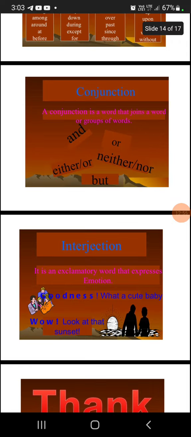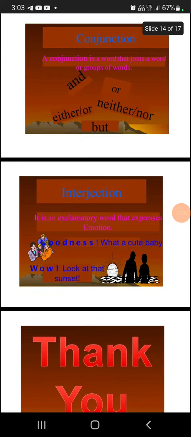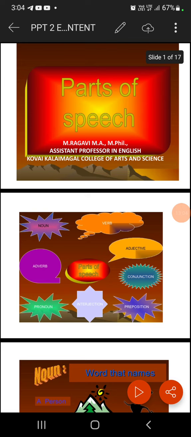And interjection is an exclamatory word to express an emotion. So these are the parts of speech. It is more than enough to form a correct sentence, and it will be useful for you to write exams or to form a simple sentence. This part of speech will be enough for you, and I hope this video will be useful for you all. Thank you so much for watching.